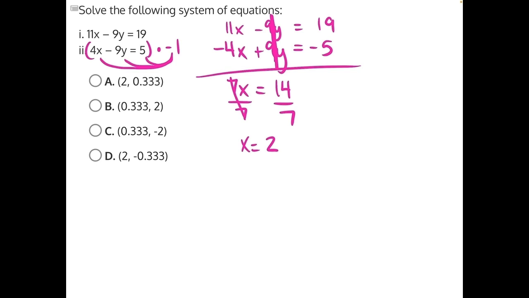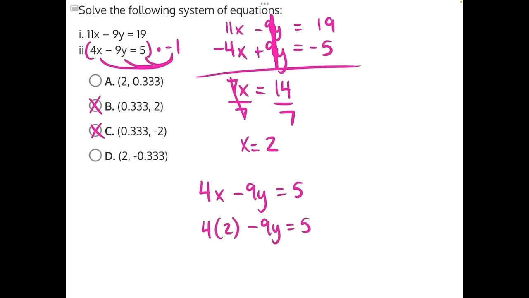The only two answer choices that have an x value of 2 are A and D, so we can eliminate B and C. And now, to figure out which is our correct answer, we just need to take 2 and plug it in for one of our two values of x. Let's use that second equation. So we'll have 4x minus 9y is equal to 5, and I'll plug 2 in for x. 4 times 2 minus 9y equals 5. When we multiply 4 times 2, we'll get 8 minus 9y is equal to 5.